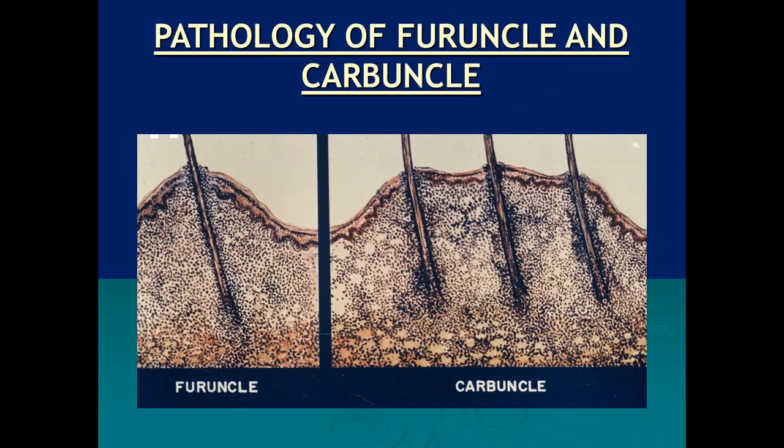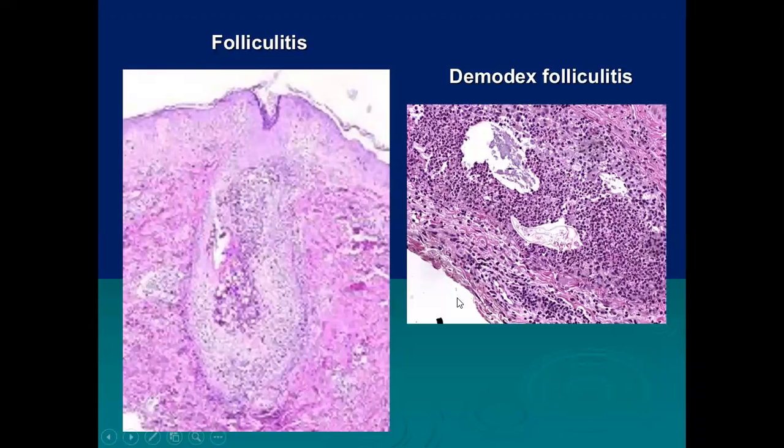One of the patterns of folliculitis is a furuncle, in which the whole of the follicle is involved by the inflammatory infiltrate, which is acute. And carbuncle involves 2 to 3 adjacent follicles. This is a folliculitis, that is, the neutrophilic infiltrate is invading the whole of the hair follicle. Demodex folliculitis is characterized by the presence of Demodex mite with surrounding inflammation.